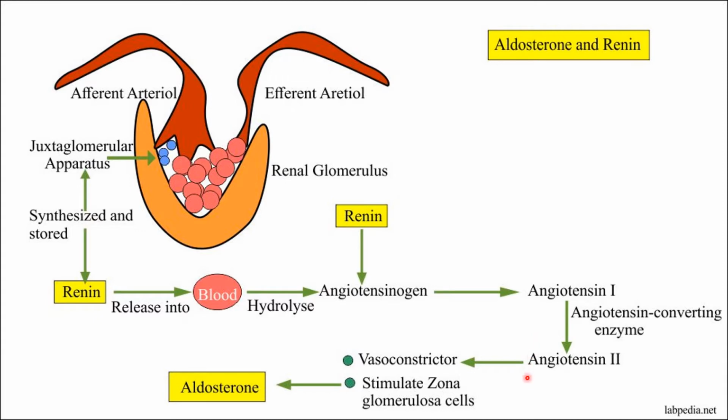Angiotensin 2 causes vasoconstriction of the blood vessels, number 1. Number 2, it stimulates the zona glomerulosa cells to produce aldosterone. So angiotensin 2 produces two effects. One is vasoconstriction of the blood vessels, and the second effect is that it stimulates the zona glomerulosa cells in the adrenal cortex to produce a substance known as aldosterone.